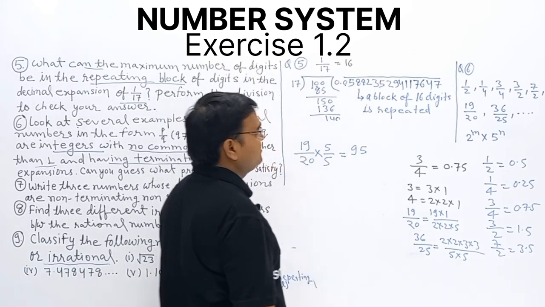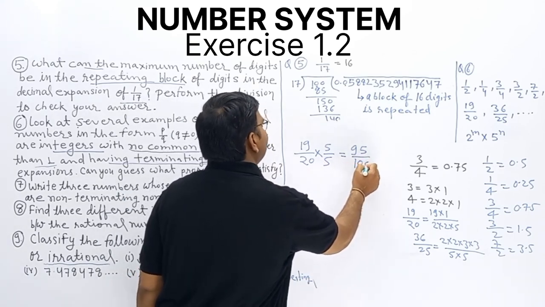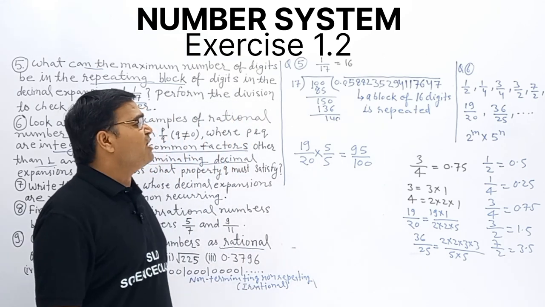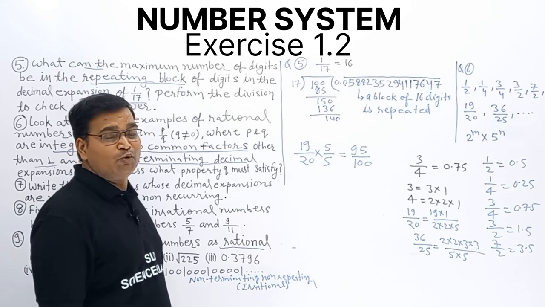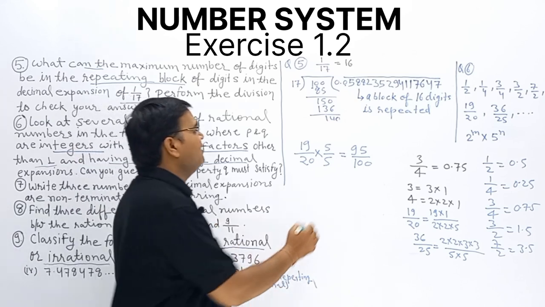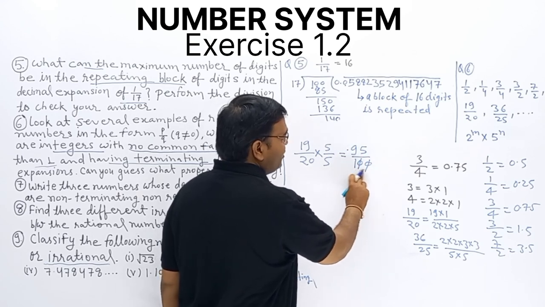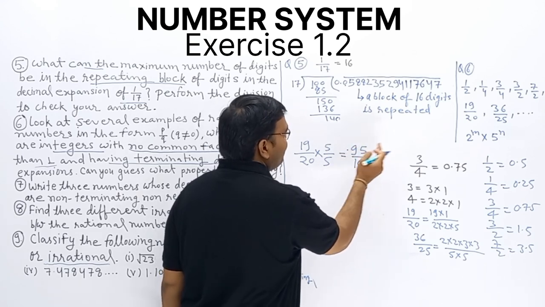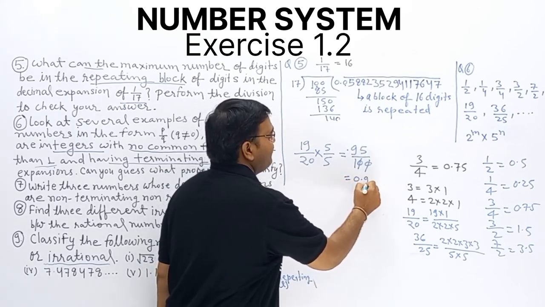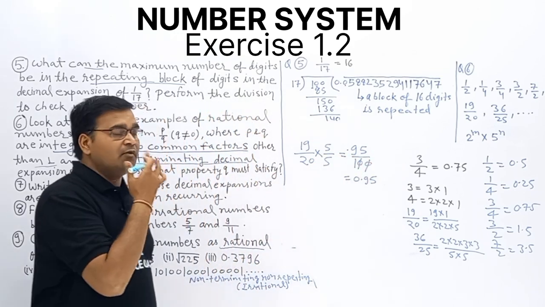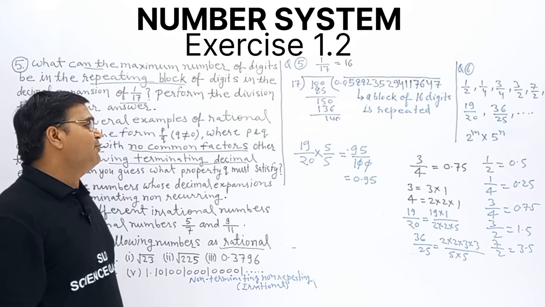19 times 5 is 95, and 20 times 5 is 100. If the denominator is a multiple of 10, then we can directly put the decimal point. 2 zeros are there, we remove both and put the point from the right. So this result will be 0.95. So without division, we are converting 19 by 20 into decimal form.